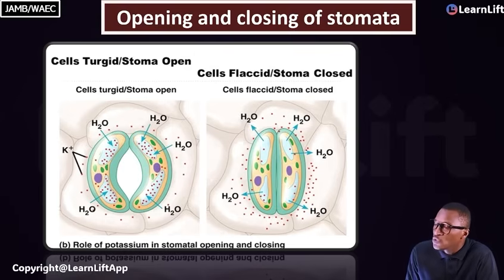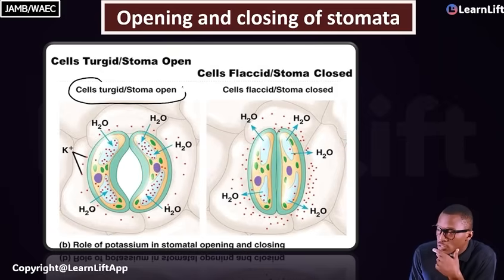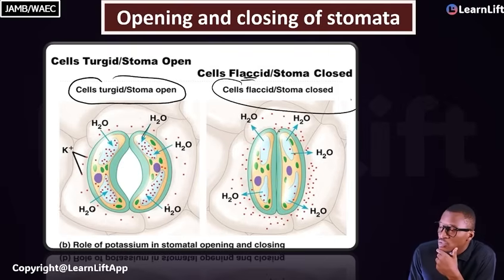But here now, what happens is losing water. Look at the arrow. Cell turgidity, it will open. Look at the arrow, it shows that water is moving in. But here, water is moving out. It's going to become flaccid. And it will what? It will close.